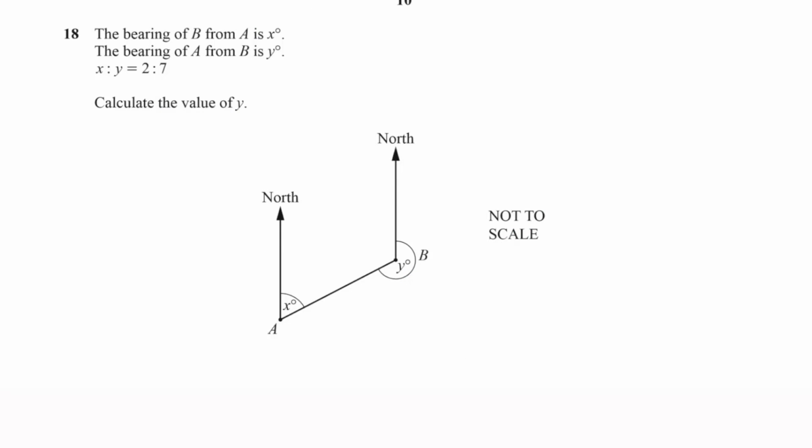Question number 18. The bearing of B from A is x and the bearing of A from B is y. x ratio y is 2 ratio 7. Calculate the value of y. It's given, B and x and y are given in the diagram itself. The ratio is also given, 2 ratio 7.